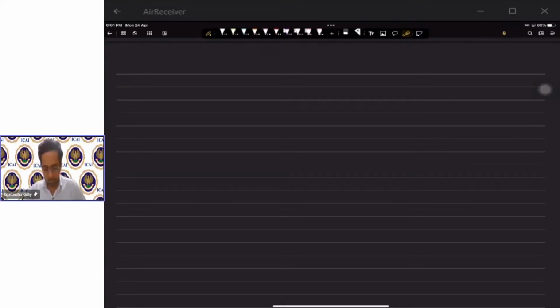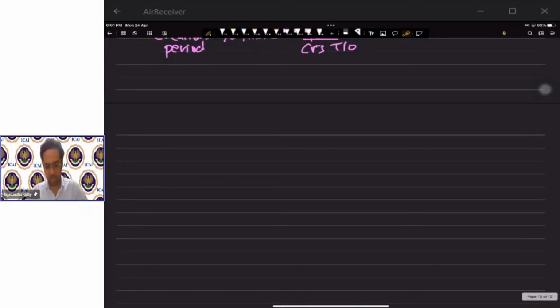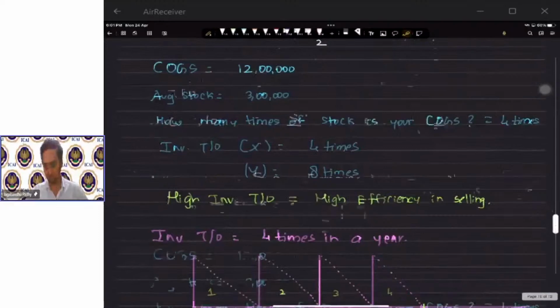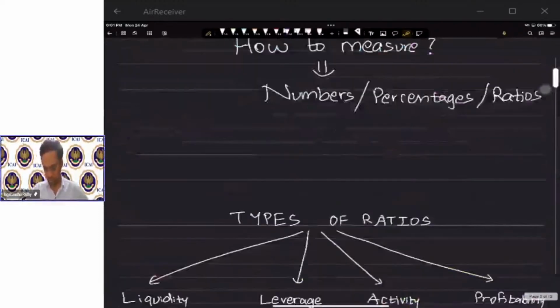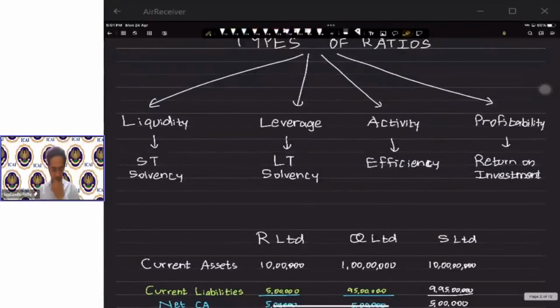Let us quickly recap the ratios that we have done till now, and then I'll take you towards the next set of ratios. Okay. Ratio-wise, we have stated that we are going to have broadly four categories of ratios. One is about the liquidity, then next is about the leverage, then it is activity, and then the profitability.